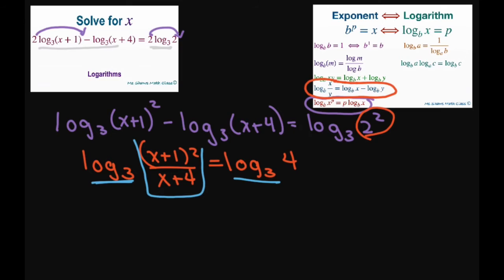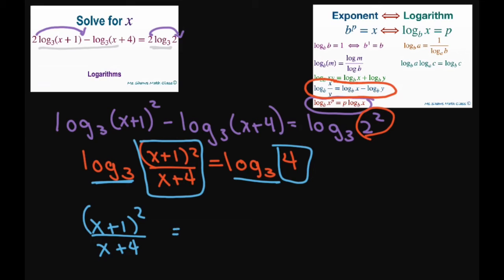So all we have to do is look at this part right here. That means we're going to have x plus 1 squared divided by x plus 4 equals 4. Now if you cross multiply, we're going to solve for x here. For this part, this is x squared plus 2x plus 1, and then you take 4 times each of these terms, and you're going to get 4x plus 16.